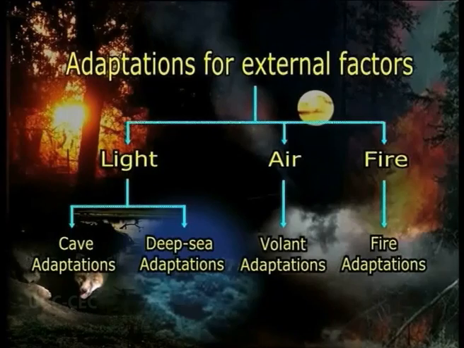Thus, we can say that there are many organisms, including plants and animals, that possess specific adaptive characteristics which make them fit to survive in extreme situations of nature. In this part of the lecture, the most important external environmental factors to which organisms adapt, such as light, air and fire, were discussed in detail. In terms of light adaptations, we also got information about cave dwellers and organisms adapted to deep sea environment.